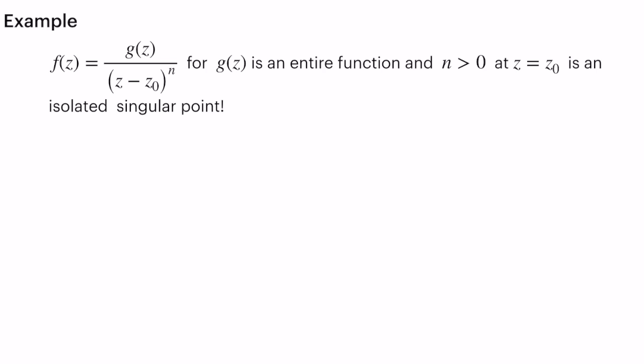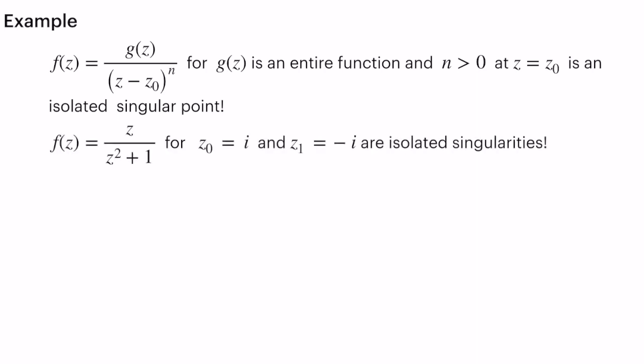Now it is very clear we can remove a small neighborhood around z naught, and then for the rest of the points, the function f of z is well behaved and analytic, and then this becomes an isolated singularity. So look at the function f of z is equal to z by z square plus 1. Now we have two points at which there are singularities: z naught is equal to i and z1 is equal to minus i, that is plus or minus i. The denominator goes to 0, and these are the points where the function fails to be analytic.